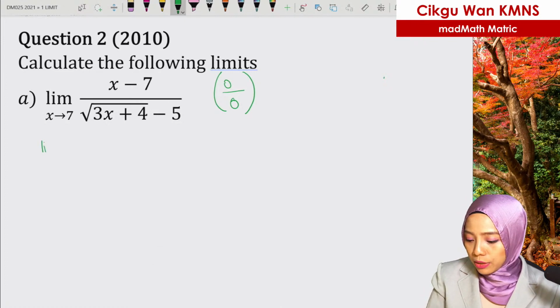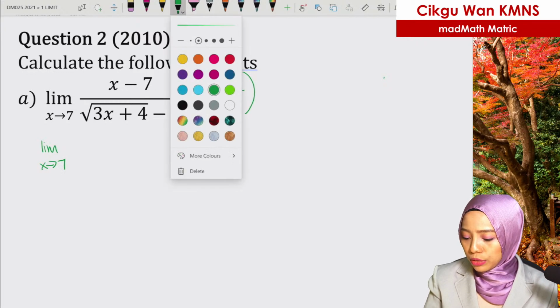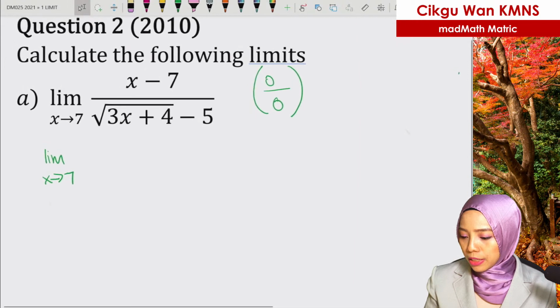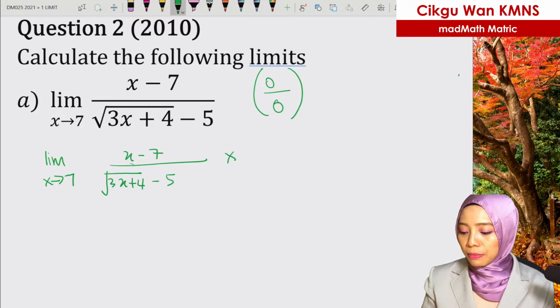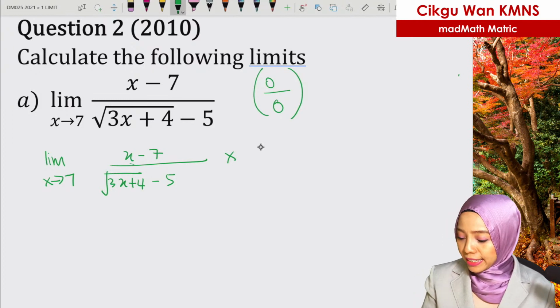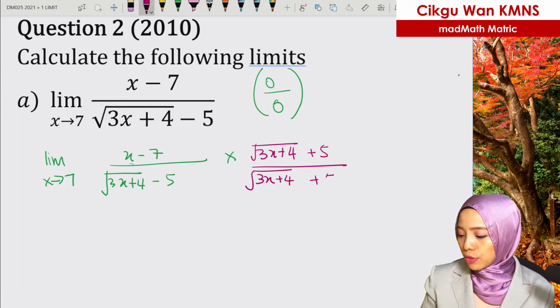Okay, so now limit x approaching 7, x minus 7 over the square root of 3x plus 4 minus 5, multiply with the surd here, square root of 3x plus 4 plus 5, over square root of 3x plus 4 plus 5.